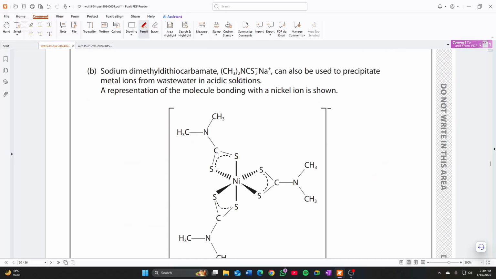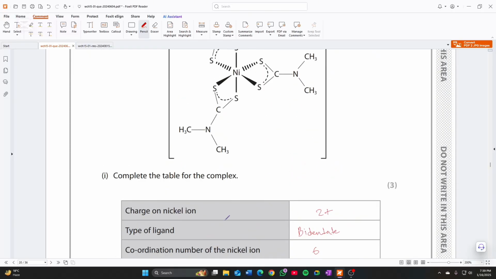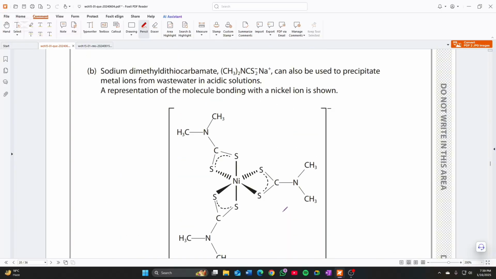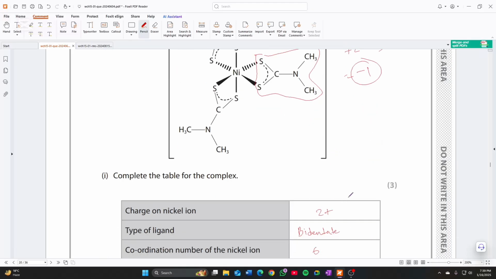Then B, sodium dimethyl dithiocarbamate can also be used to precipitate metal ions from wastewater in acidic solutions. Okay, this is our ligand. Now complete the table. Here the charge on the nickel ion was +2. This is because the overall charge of this ligand is 1 minus, right? Each of these is only 1 minus charged. So if and only if the nickel was +2, and we have three of the ligands, so -3 would give -1, which is the overall charge. Therefore, nickel was definitely 2 plus.